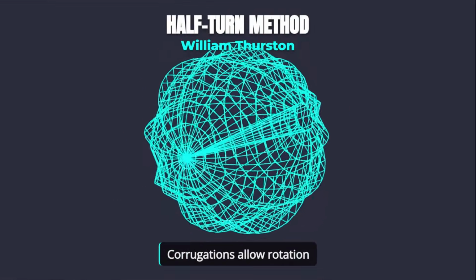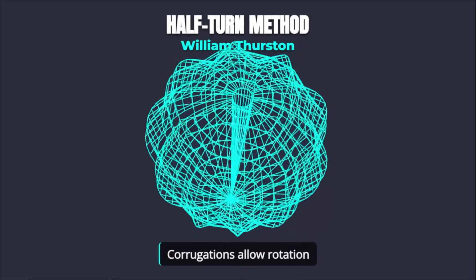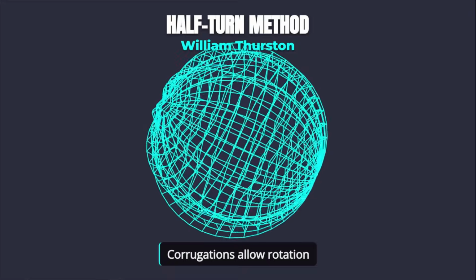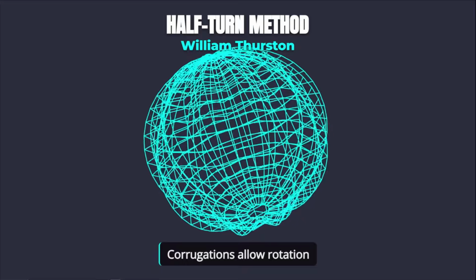Another conceptual approach, popularized by William Thurston, involves the half-turn method. Imagine cutting a small hole in the sphere and pushing the boundary inward, creating a neck. The eversion is achieved by rotating the neck 180 degrees and then sealing the hole back up.